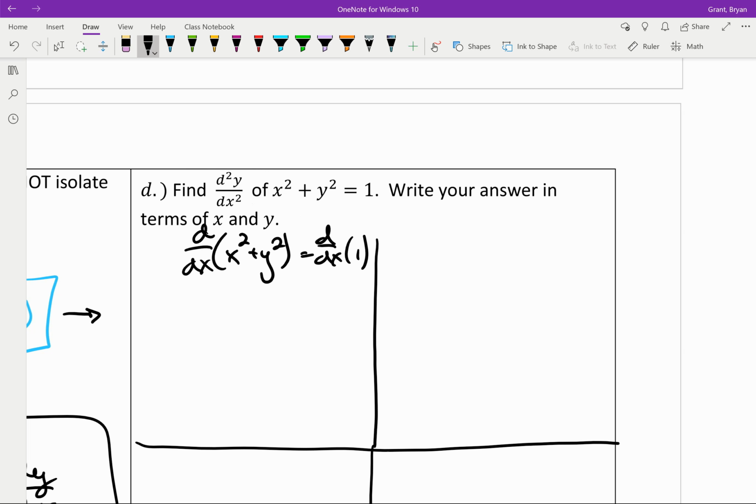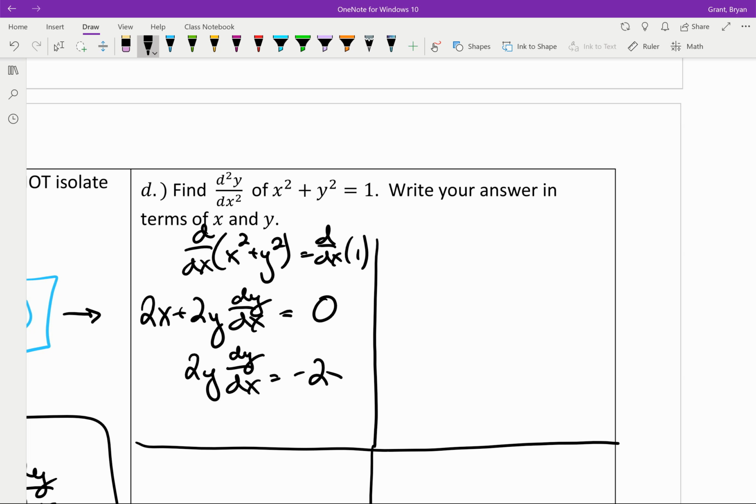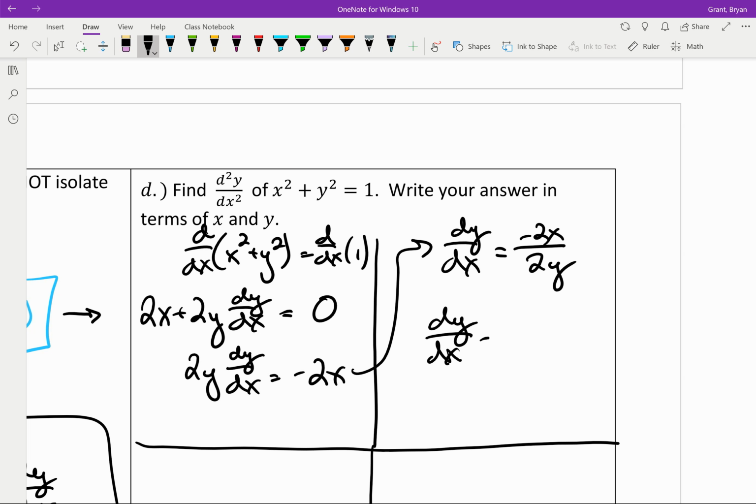We've done x squared plus y squared before. It's 2x plus 2y dy dx equals 0. Cool. Now, because they asked us to find the second derivative, to me that means it's probably going to be helpful if dy dx is isolated. So I'm going to go ahead and isolate dy dx. So let's see, 2y dy dx equals negative 2x. And then probably divide by 2y, so dy dx equals negative 2x divided by 2y. And simplifying even further, I think we just get negative x divided by y.